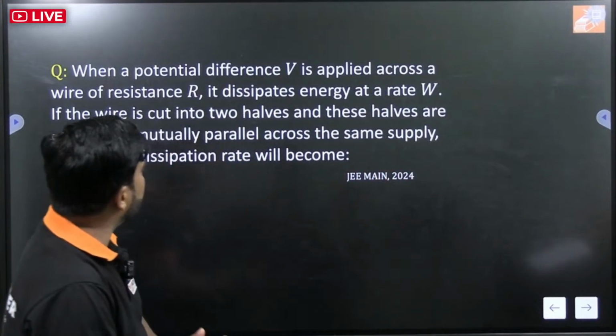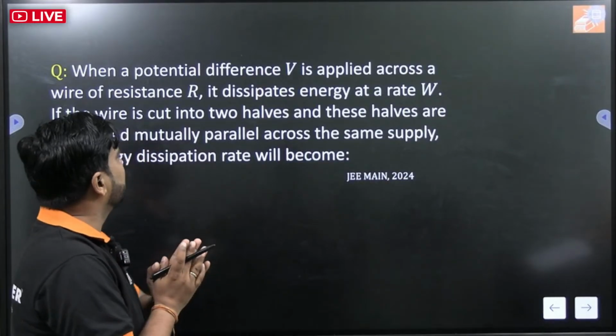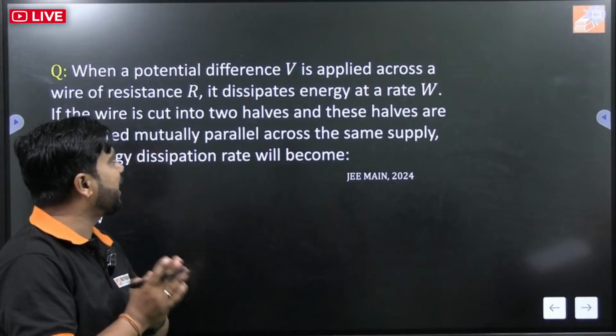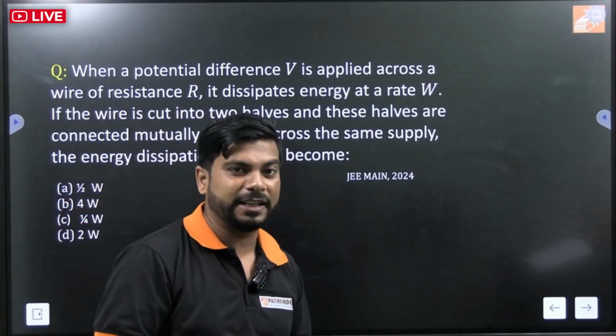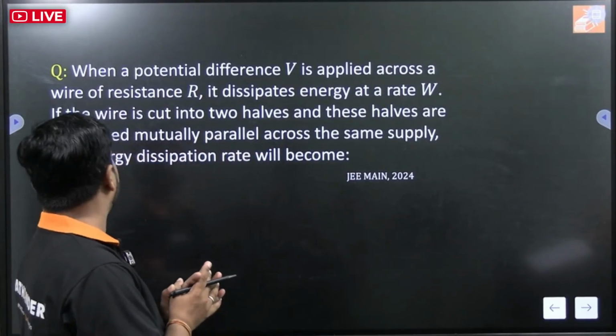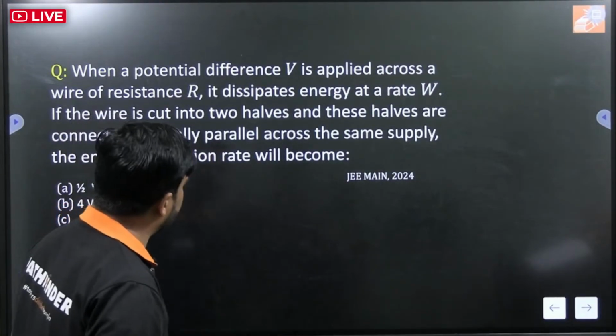Okay, when a potential difference V is applied, it's a very easy question. It's a two-step question. When a potential difference V is applied across a wire of resistance R, it dissipates energy at a rate W. Fine. If the wire is cut into two halves and these halves are connected mutually parallel across the same supply, the energy dissipation rate will be?